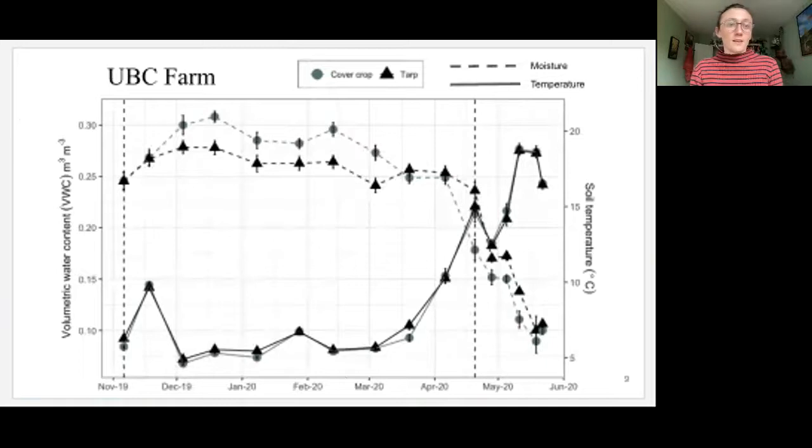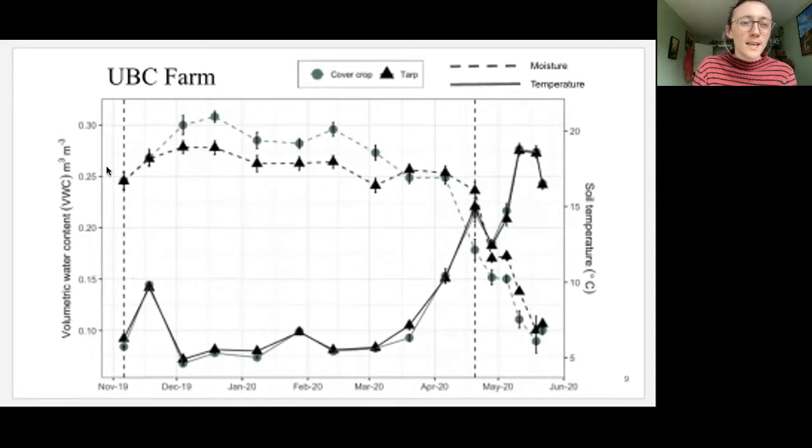This is showing the soil moisture and soil temperature data from UBC Farm that we collected from November of 2019 when the tarps were laid down. And this vertical line indicates the time of tarp installation, and our second vertical line is the time of tarp removal. So for all the graphs, you'll see the green circles represent cover cropped or untarped plots, and then the black triangles are the tarped plots. And the error bars are standard error from the mean. On this plot, we have the dashed lines indicating soil moisture, and then these solid lines are soil temperature.